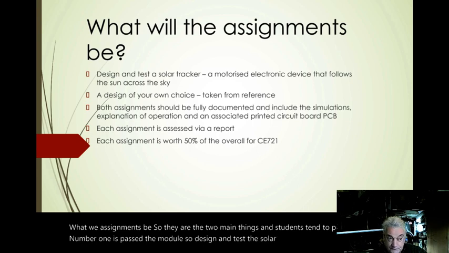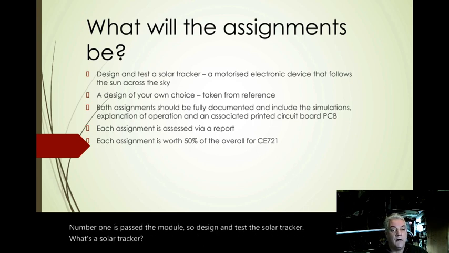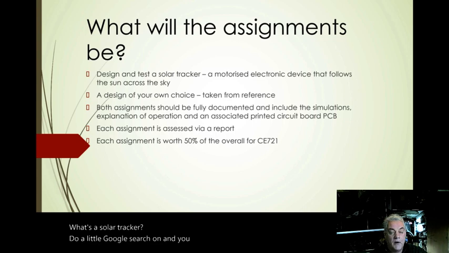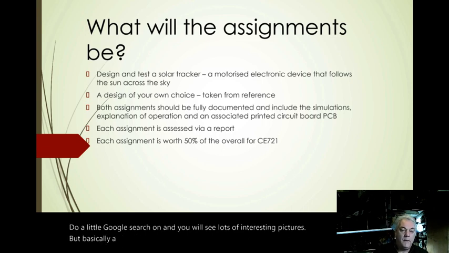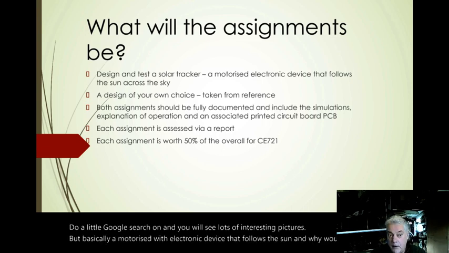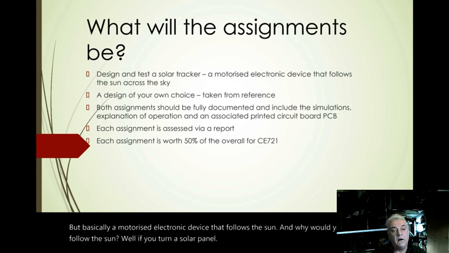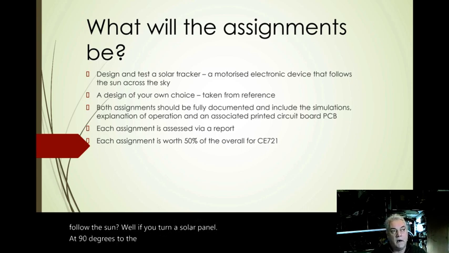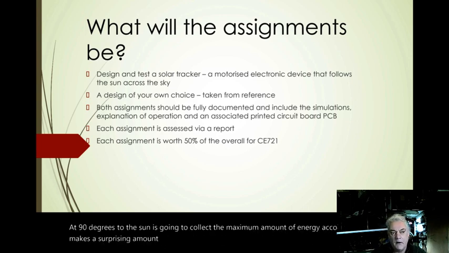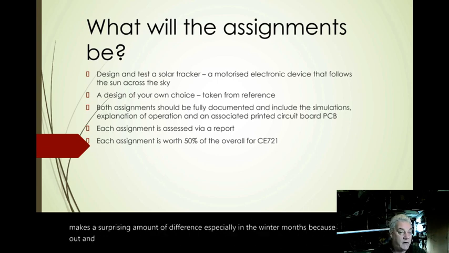What's a solar tracker? Do a little Google search on that and you'll see lots of interesting pictures. But basically a motorised electronic device that follows the sun. Now, why would you want to follow the sun? Well, if you turn a solar panel at 90 degrees to the sun, it's going to collect the maximum amount of energy it can. Now, this makes a surprising amount of difference, especially in the winter months, because if the sun's out and it's at 20-30 degrees, if you do the cosine of the angle, you'll find you're losing a lot of that energy because of the angle of the panel.